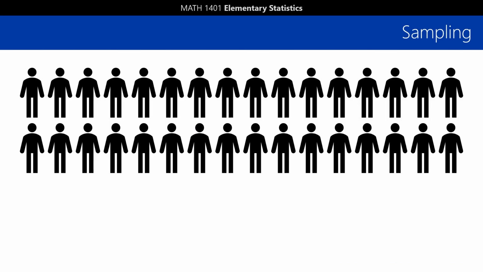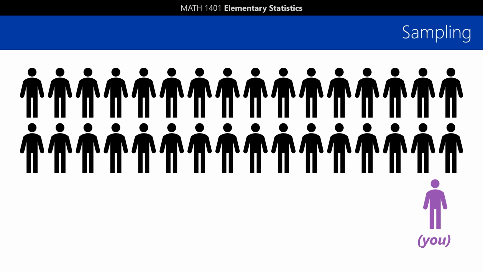It's not really practical to ask every single person in the school. So usually what you do is take a sample of some of the students to try to draw conclusions about the larger population. But how do you decide which people to ask? The method you choose can make all the difference.